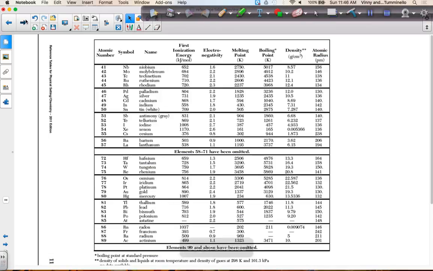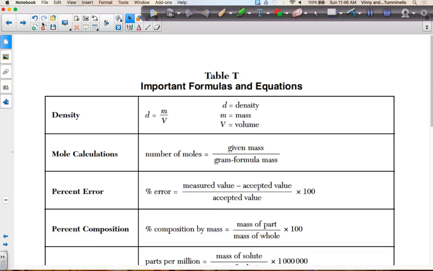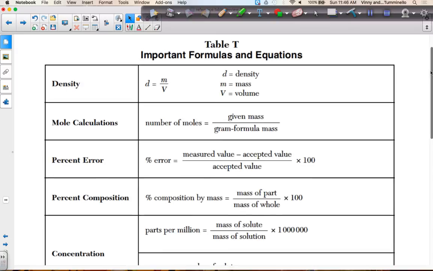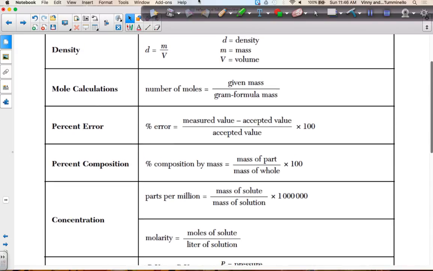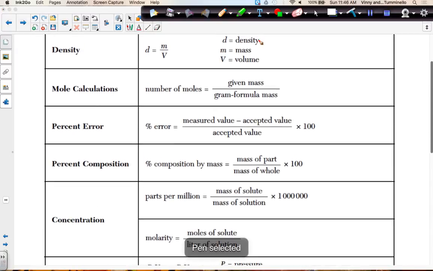If we move forward now to Table T, on Table T we have a bunch of formulas. Some of these formulas you may just know, you may not need to look up on Table T, but just know that they're here. Remember that the density formula is here. Anytime they ask you for density, you can use it here. Number of moles being given mass over gram formula mass is here. We can also remember to use this to find a mass for a given number of moles if we plug in X as the given mass.